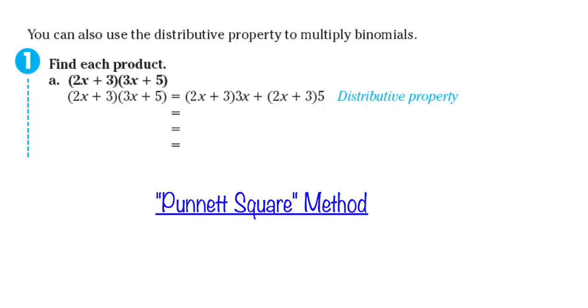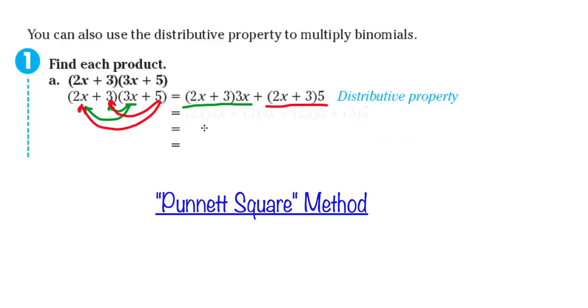Basically what we did was this. We simply got the 3x and distributed it to 2x and 3. That's why we got this. And we got 5 and distributed it to 2x plus 3. That's why we got this. Okay?